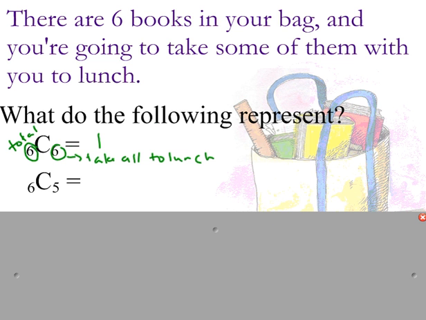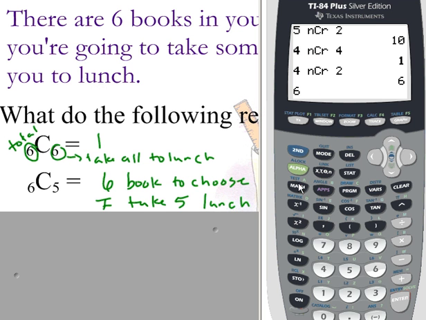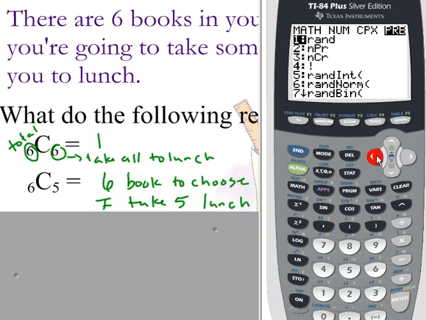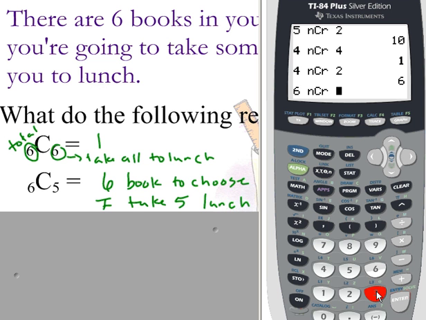Okay, well, that means I have 6 books to choose from, and I am taking 5 to lunch. And so how do we get that number? We go 6, math, choose, and 5. Hit enter, and my answer is 6.